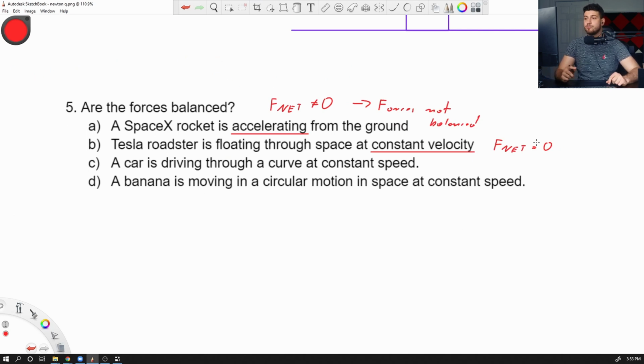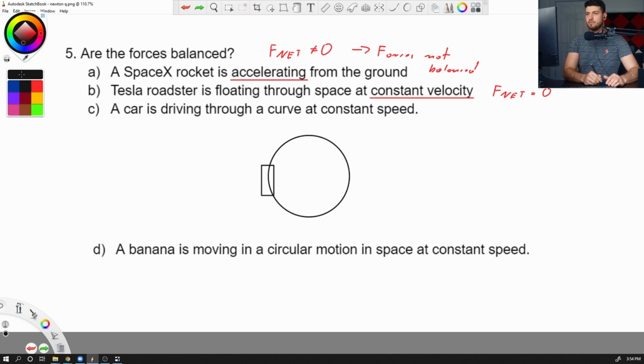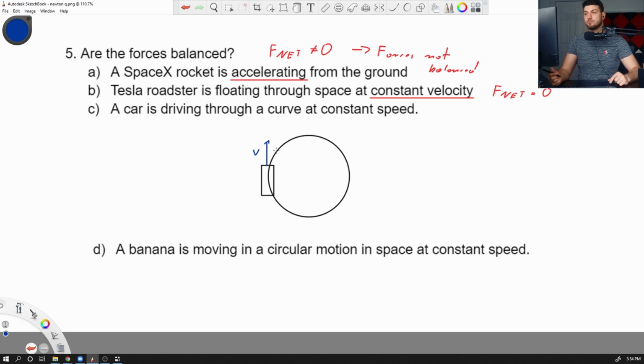C. A car is driving through a curve at constant speed. That's a tricky one. Let's take a look at that and make a small drawing. So let's say this is our car, moving forward, but the curve it follows goes to the right. Now, you might say, okay, constant speed, so first Newton's law. But constant speed doesn't mean constant velocity. Remember, speed is not equal to velocity. It's not the same, yet these concepts are kind of similar. Constant speed only tells you that the car will travel the same distance over time.